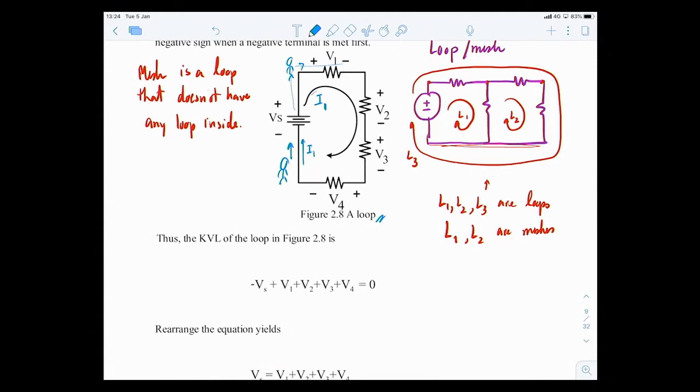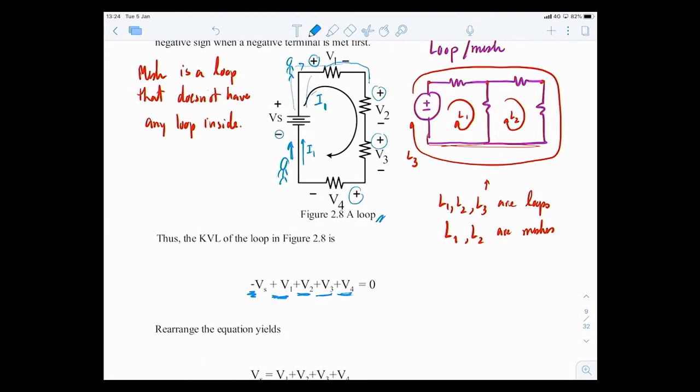Whatever sign you encounter first, you write it down. You walk here, what do you see? You see a minus sign, so minus Vs. Keep going, you see positive V1, so plus V1. You see the positive sign first of V2, so plus V2. See positive V3, plus V3, see positive V4, plus V4. Then when you come back to where you started, you set it equal to 0.